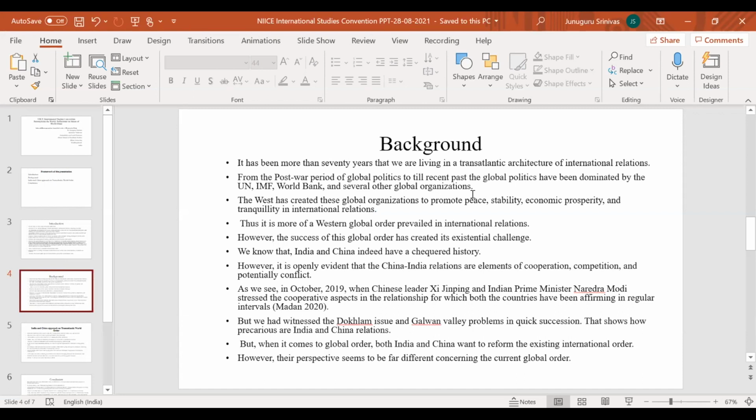We know that India and China indeed have a checkered history. However, it is openly evident that China-India relations contain elements of cooperation, competition, and potentially conflict. As we saw in October 2019, when Chinese leader Xi Jinping and Indian Prime Minister Narendra Modi stressed the cooperative aspects in the relationship, both countries have been affirming this at regular intervals. But we have witnessed the Doklam issue and the Galwan Valley problems in quick succession. That shows how India and China relations are. But when it comes to global order, both India and China want to reform the existing international order. However, their perspectives seem to be far different concerning the current global order.